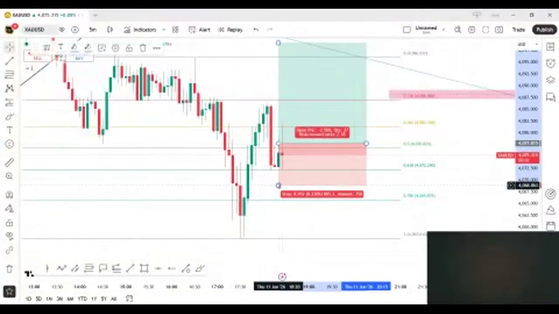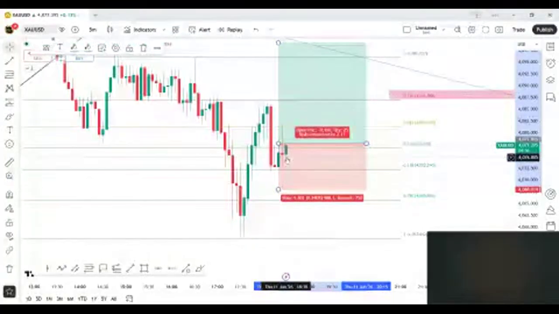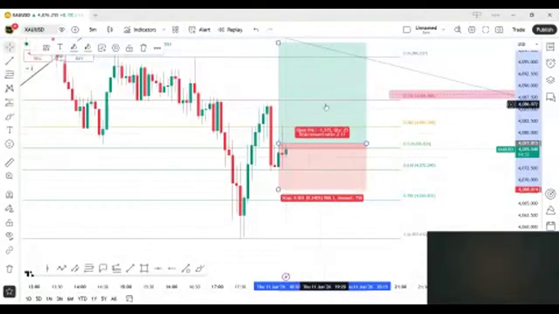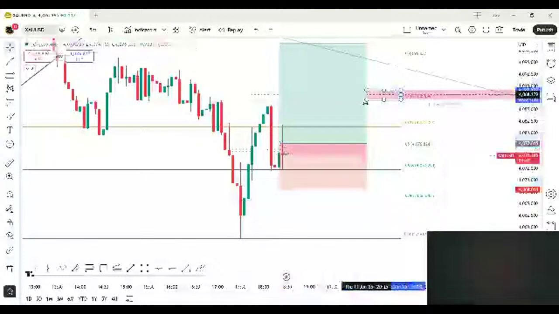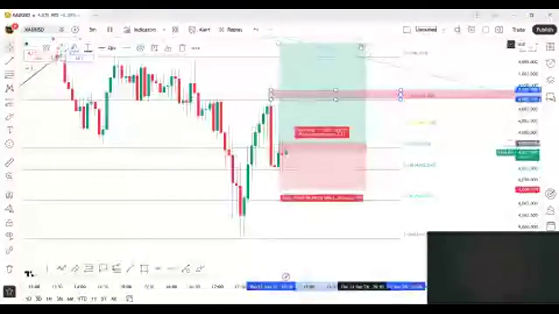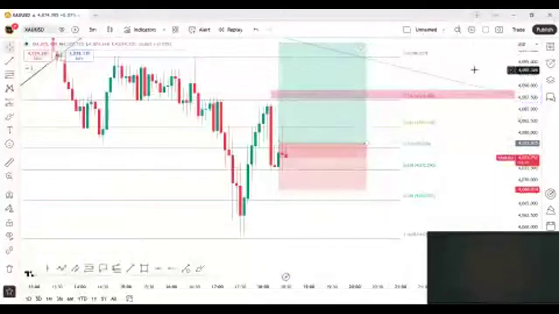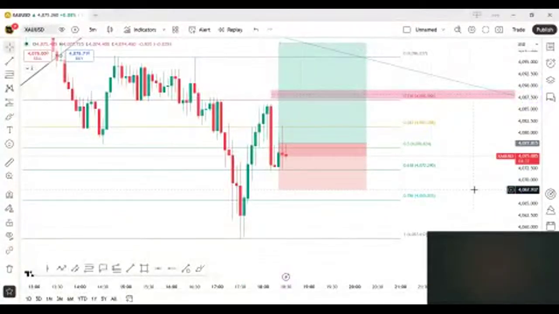Let me make it more clear. From 4078 till 75, our entry 74, sorry, we are buying. Again I'm marking TP1, and that will be TP2, if the market will respect this area. Let's see.